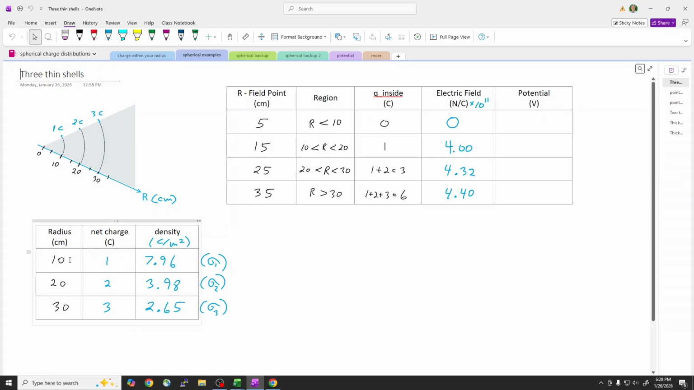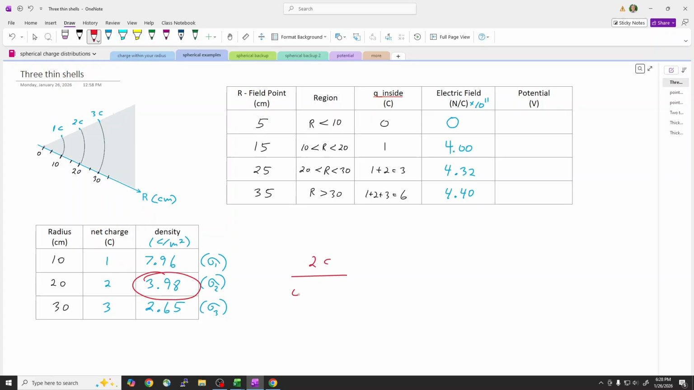So at a radius of 10 centimeters, for a given net charge, I calculated the density in coulombs per square meter, right? So, for example, this one here, I would have 2 coulombs over 4 pi 0.2 meters squared. And if you do the math, you should get 3.98 coulombs per square meter. Right, so you want to see that you can calculate these densities.